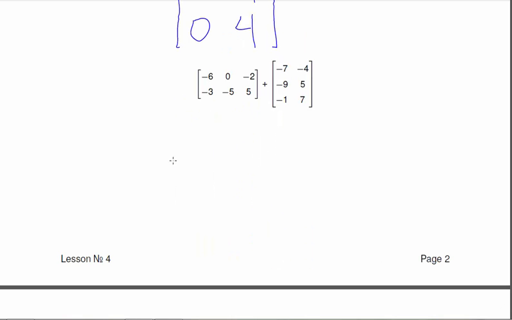I also pointed out that matrices have to be of the same size. So this one right here, the first one, is 2 by 3. This second one is a 3 by 2. So this is undefined. We cannot add these two matrices.